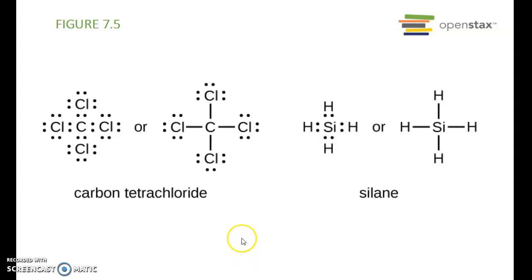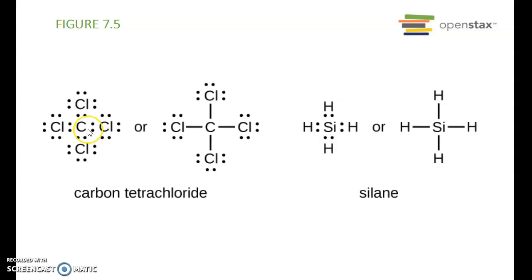When we use those same types of Lewis notations for covalent compounds, you can see that they become quite a bit more complex because we have these shared electrons all around this carbon atom. Remember, the carbon atom has 4, so it needs 4 electrons. That's why you've got 4 chlorine atoms around it.